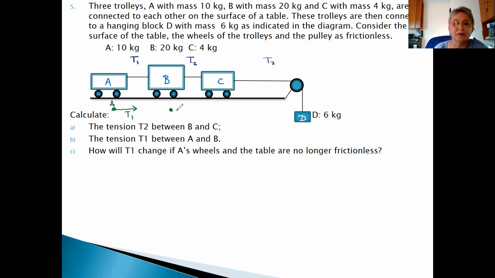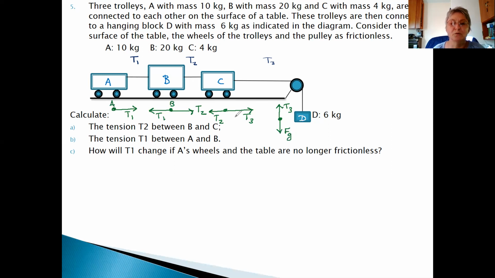B's free body diagram will have a T2 and a T1 in it. C's free body diagram will have a T3 and a T2 in it. And D's free body diagram will have a T3 and an FG in it.